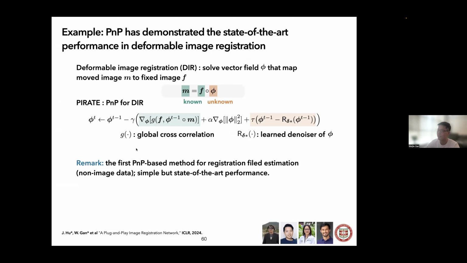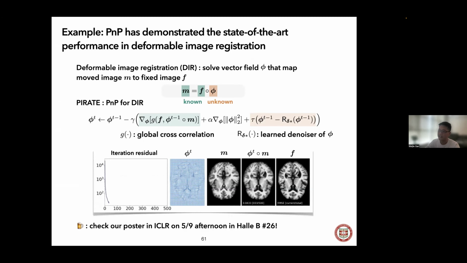But in registration, the data consistency is not the MSE, but something called a global cross-correlation. So it's the first plug-and-play method for image registration, and it's simple, but we show that we could achieve state-of-the-art performance. And if you are going to join ICLR a couple of days later, you could check our poster. I think our poster is in the late afternoon. And here's just a video.